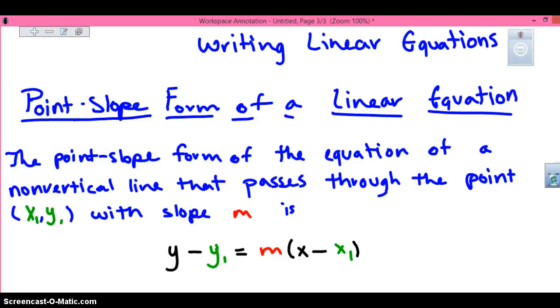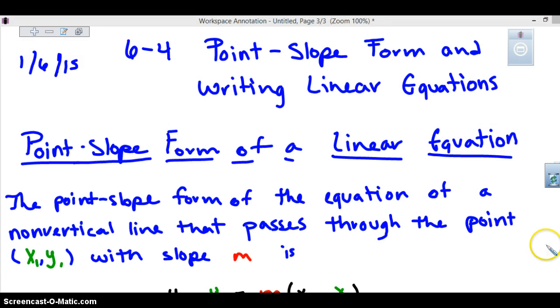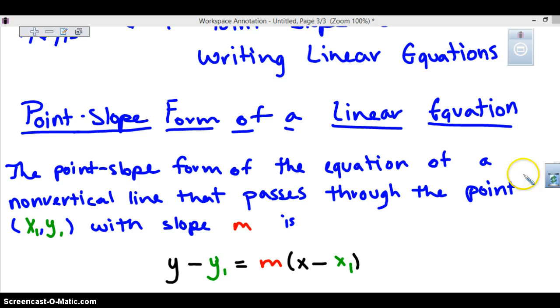Today we're talking about writing linear equations in point-slope form. The point-slope form of the equation of a non-vertical line that passes through the point (x1, y1) with slope m is y minus y sub 1 equals m times (x minus x sub 1).